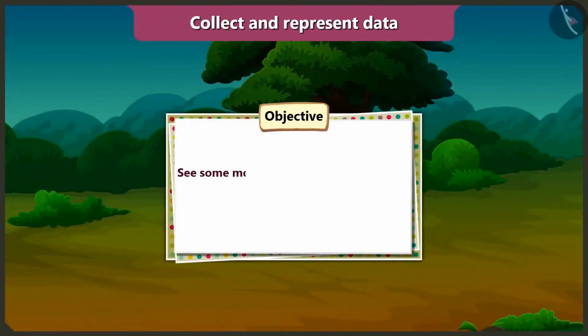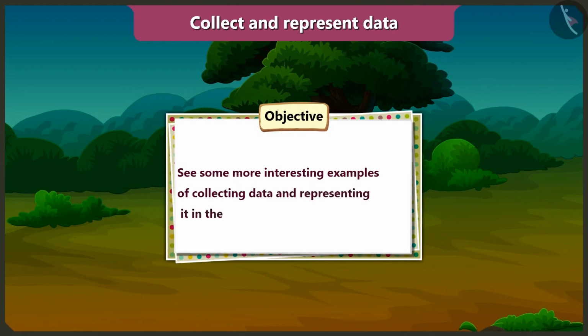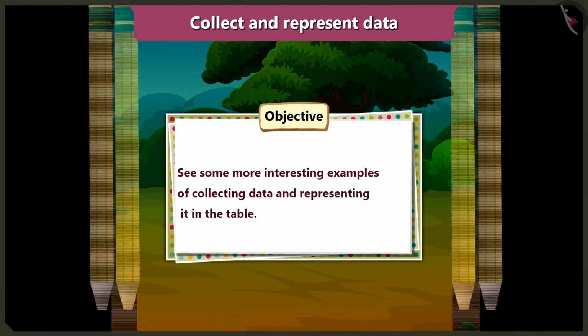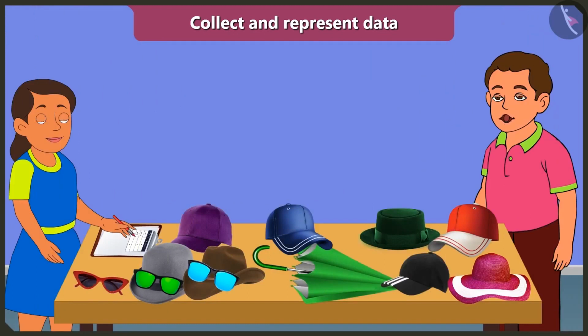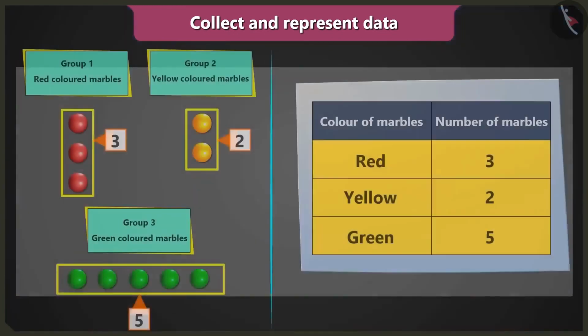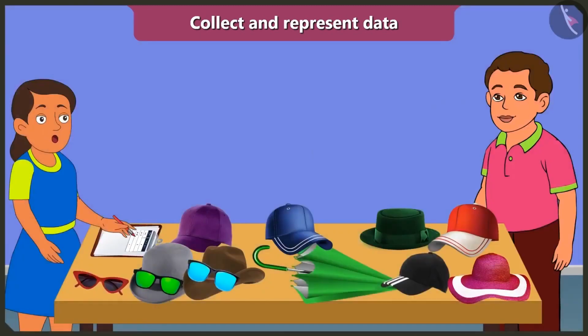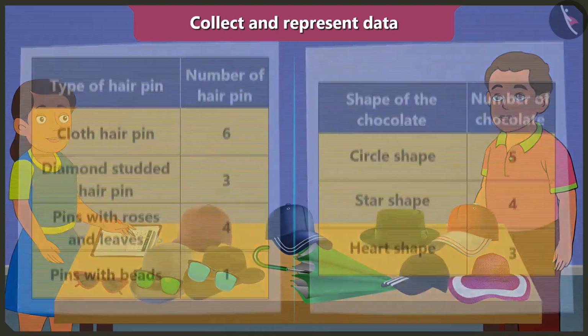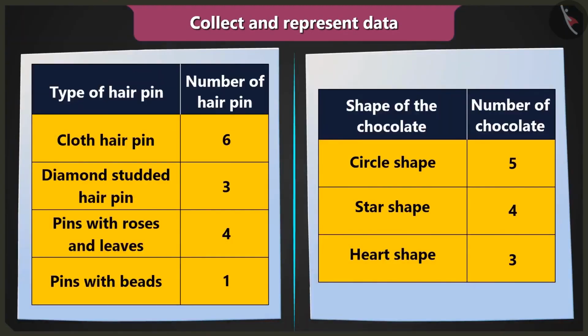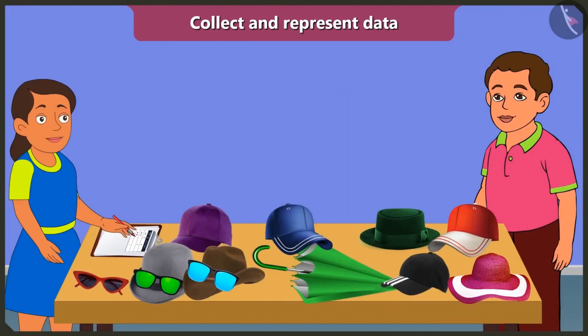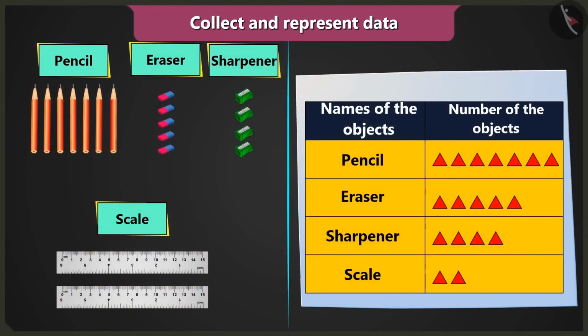Children, in this video we will see some more interesting examples of collecting data and representing them in a table. Hey Bubbly, what are you doing? You had taught me how to collect data and represent it in a table. So I am using that method to collect data on how many objects I have and representing it in the form of a table. Show me? Oh wow, you are doing great. But you did not use the second method that I taught you.